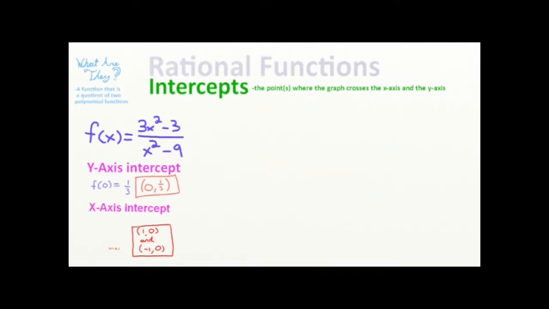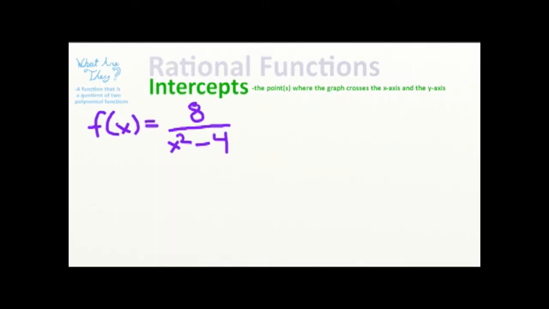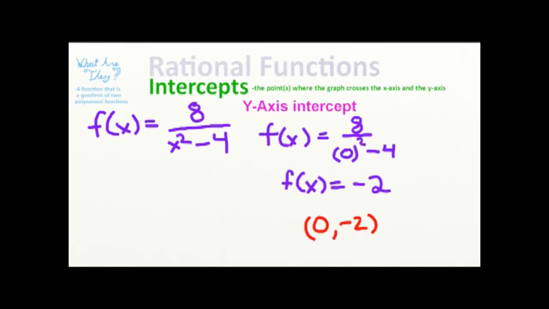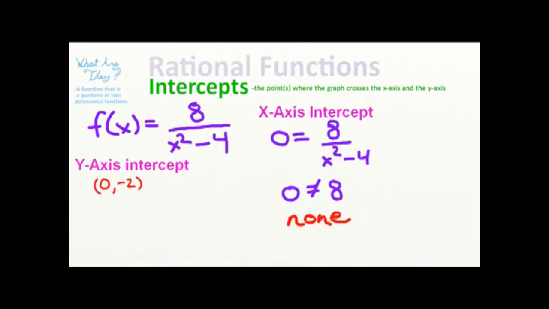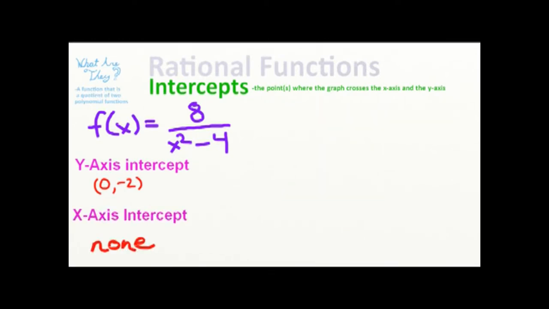For another example, 8 over x squared minus 4. The y-axis intercept, as we work out, is (0, -2). For the x-axis intercept, we solve and see that 0 does not equal 8, therefore there is none.